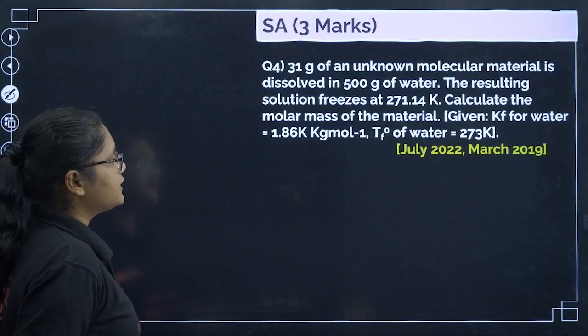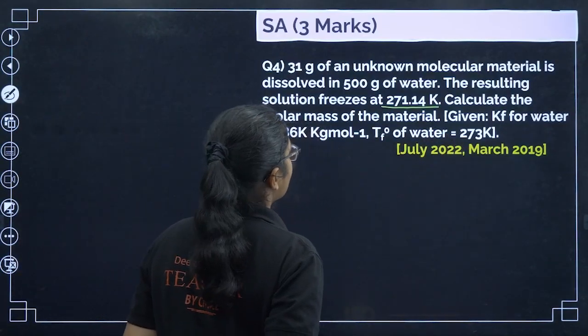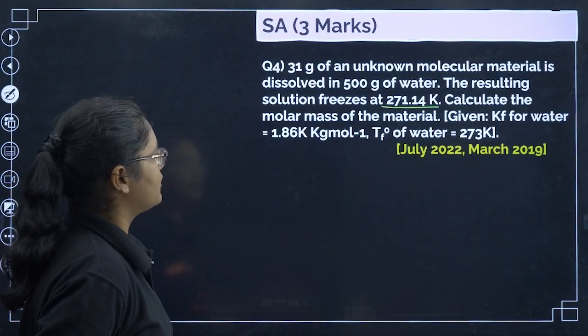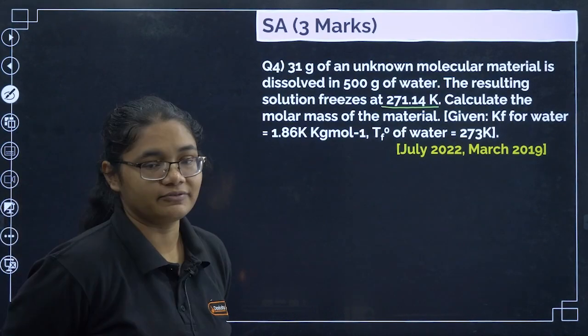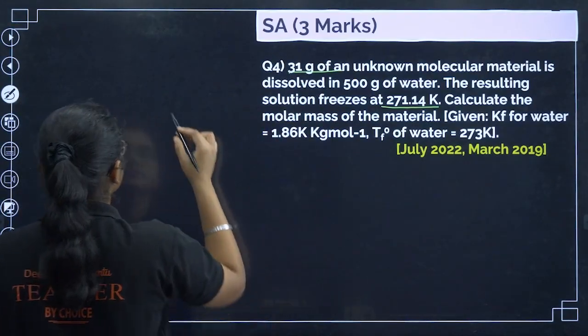Okay, fourth question. 31 gram of an unknown molecular material is dissolved in 500 gram of water. The resulting solution freezes at 271.14 Kelvin. Calculate the molar mass of the material. Kf of water is given, T naught F is given. Again a freezing point question. So I'll just write down the given values first.